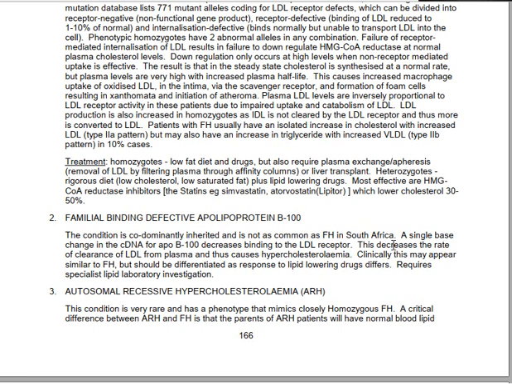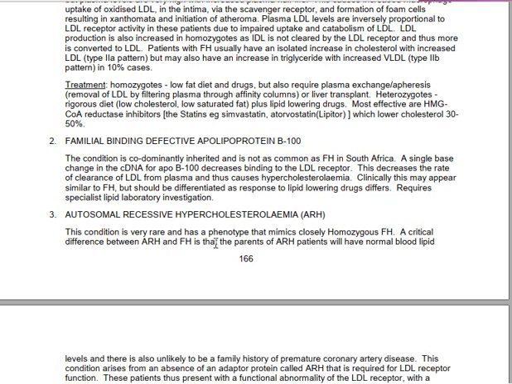So what is going to happen is that, since there is no functional apolipoprotein B100, there is not going to be any clearance of the LDL. And when there is no clearance of the LDL, you are going to have hypercholesterolemia. The LDLs are going to accumulate in the blood, which results in hypercholesterolemia. So it's a predominantly inherited disease. It's found in family history, mostly in South Africa.